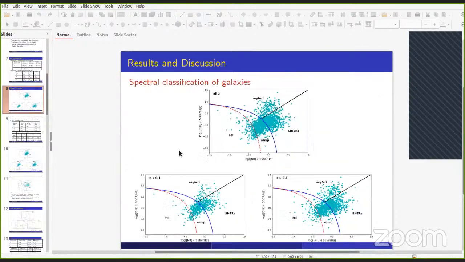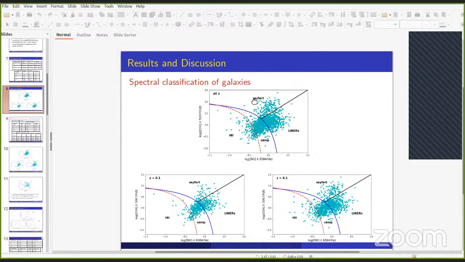Now I come to my results. As I told you, I first chose the spectral classification like the BPT Diagnostic Diagram. I did it for each of them, for the [N II] lines and for the [O III] lines. This is for the whole sample at all redshifts, this one is for low redshifts, and this one is for high redshifts.